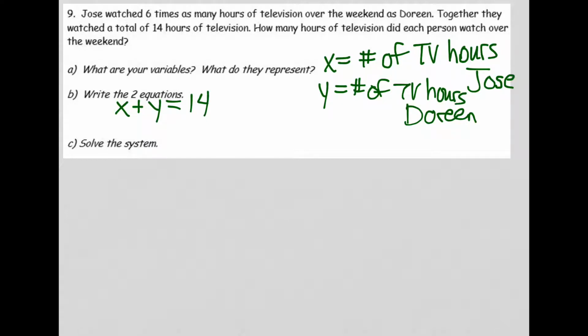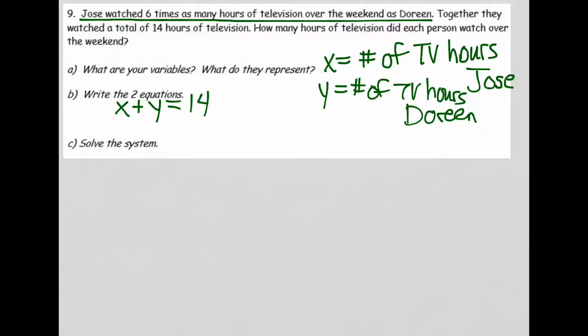Okay, but now let's look at this first sentence here. Jose watched 6 times as many hours. Who watched more TV? Again, this is a question that I like to ask myself just so I can make sense of the problem. I just want to know who watched more TV, Jose or Doreen. Well, Jose did. He watched 6 times as much.